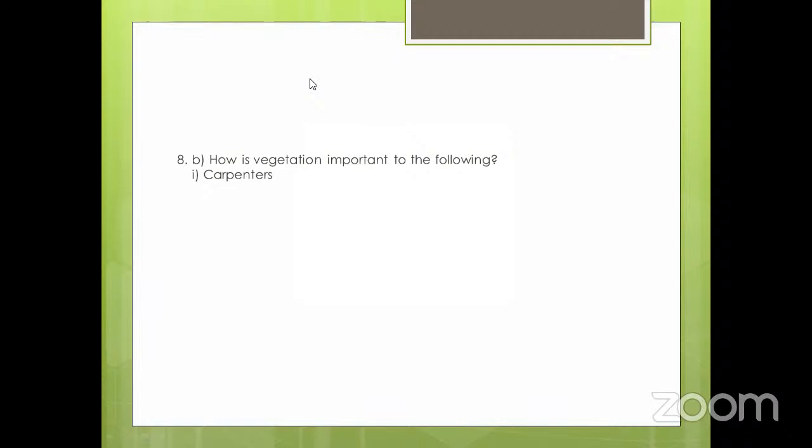Okay. So I want you to be specific. Yusuf, do you have something different? Ruth, do you have something different? Okay, you talk about carpenters getting wood or timber. That is what you are supposed to talk about. So you say it is a source of timber or wood. Then number 2, we have the herbalists.